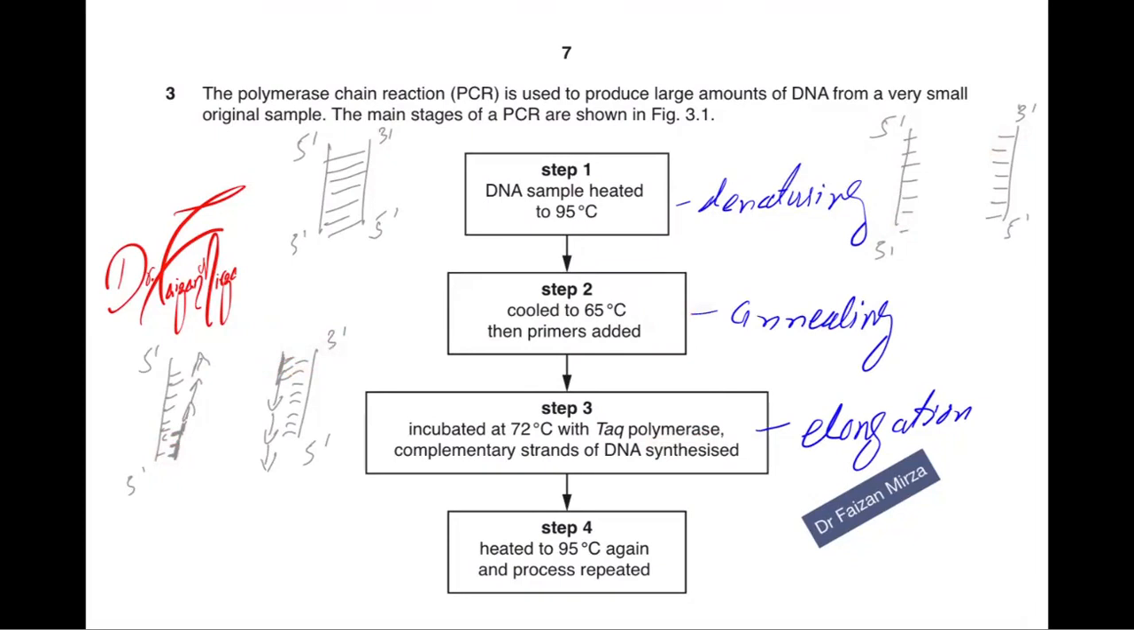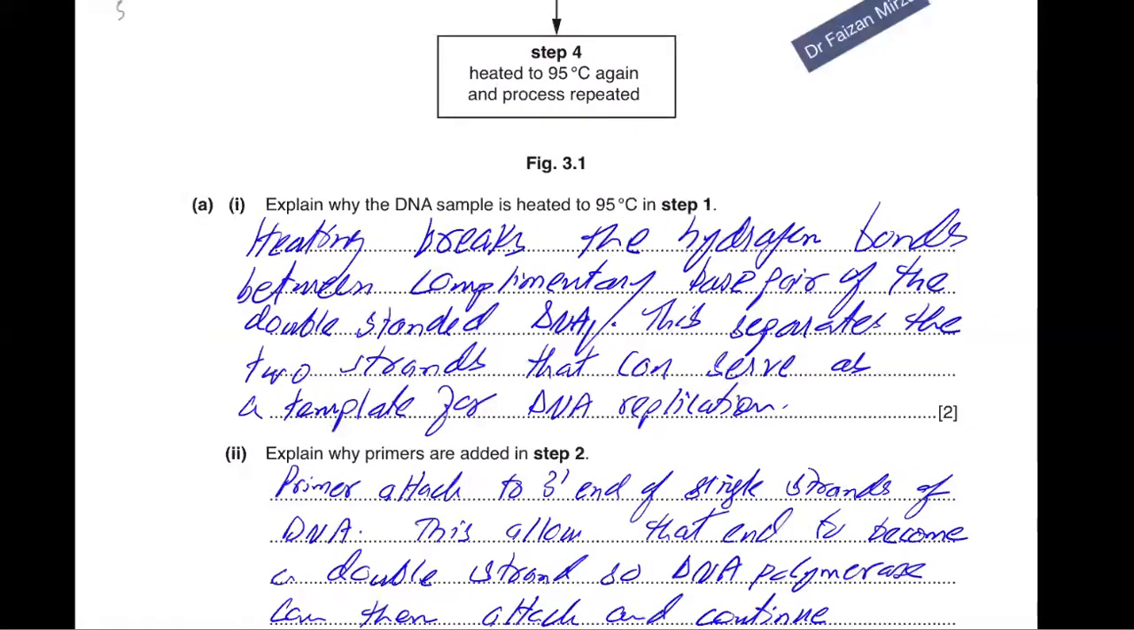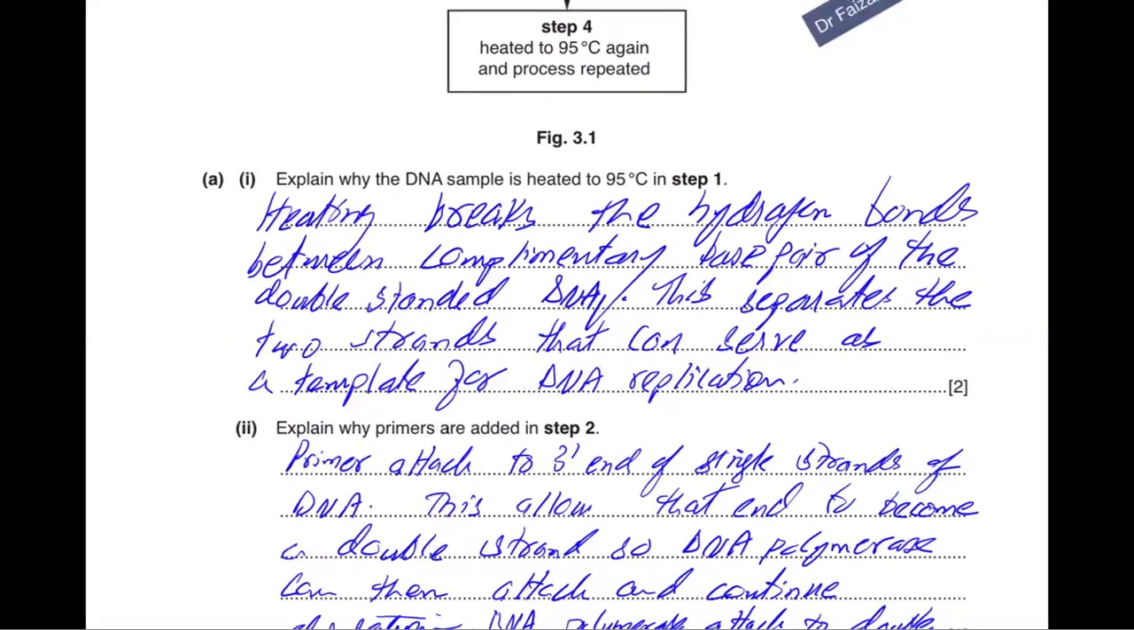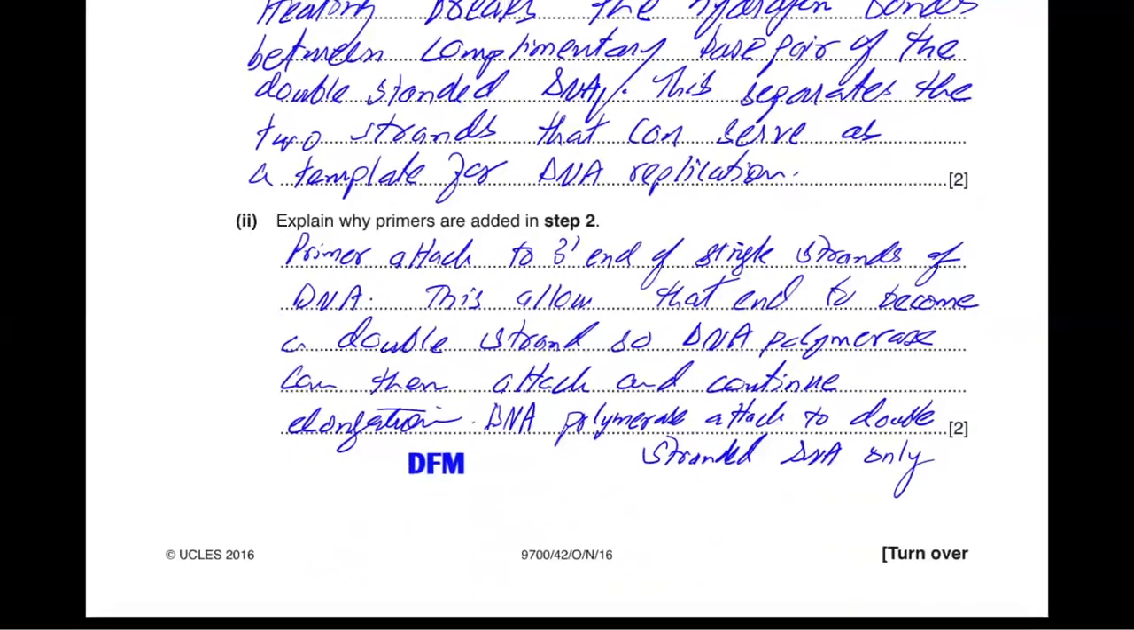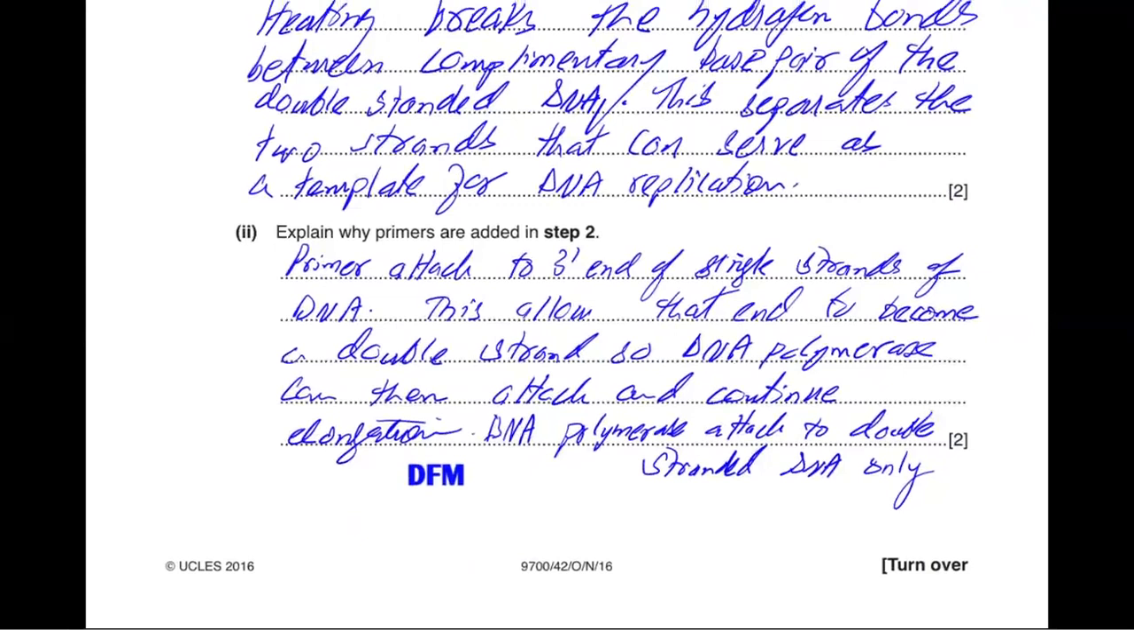Then we move on to step three, in which we heat this to 72 degrees Celsius. Taq polymerase is added, and DNA is synthesized. We call this process elongation. So this is one cycle of PCR. When you repeat these cycles over and over again, DNA gets amplified. They're asking you to explain why the DNA sample is heated to 95 degrees Celsius. Yes, we mentioned the hydrogen bonds being broken, the complementary base pairing being separated, the DNA strands being separated from one another, so both strands can be used as a template.